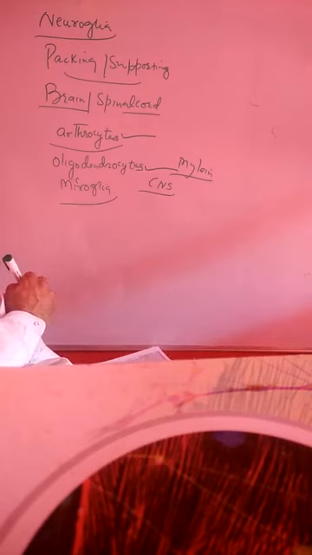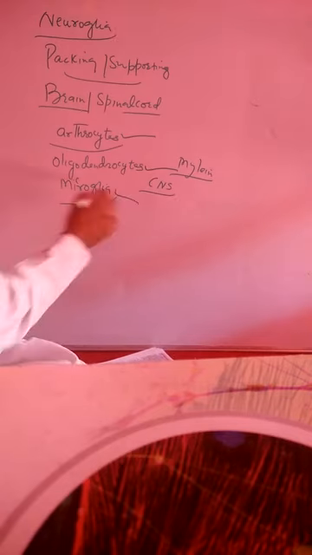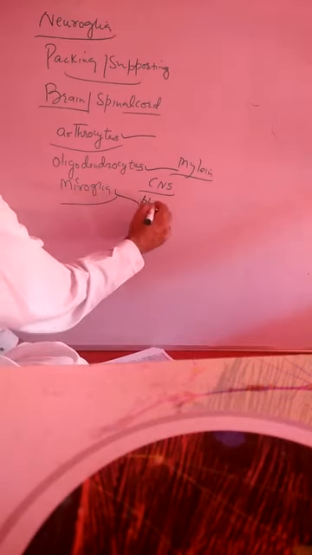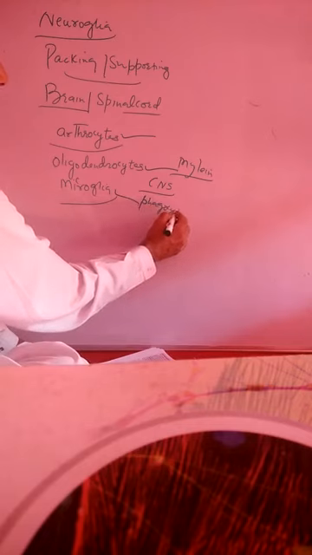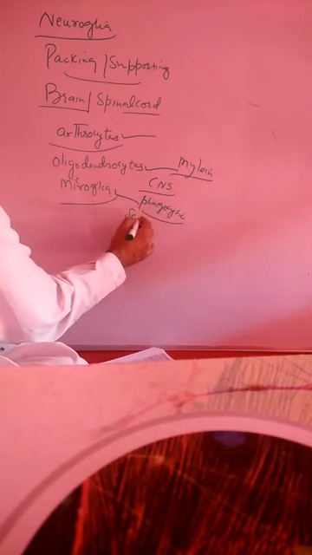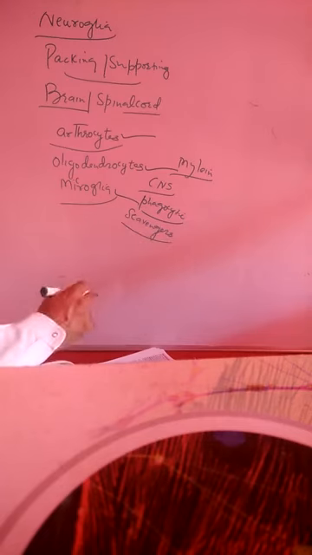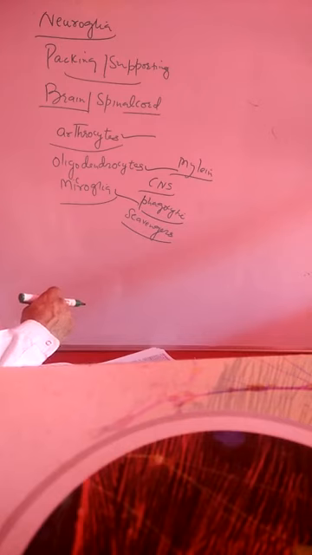The third category of glial cell, that is microglia, are phagocytic as well as scavengers. Phagocytic means those cells which can engulf the dead cells. Scavengers are those which remove the dead cells from the brain nervous tissue.